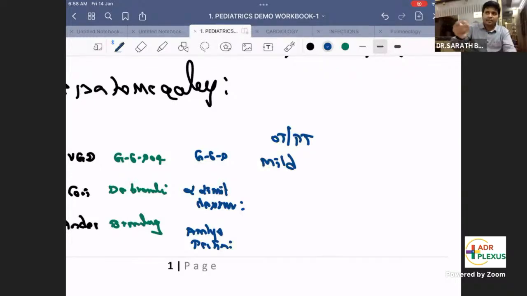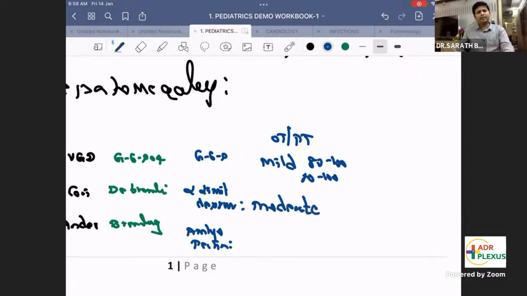For example, less than 40 is normal, and you can have a mild derangement of 80 to 100, because it doesn't cause much injury to the liver. But alpha limit dextrin is not as harmless as glucose 6-phosphate. It is a little bit harmful to the liver, as a result of which you will get moderate elevation of OTPT, let me say 220, just as an example.